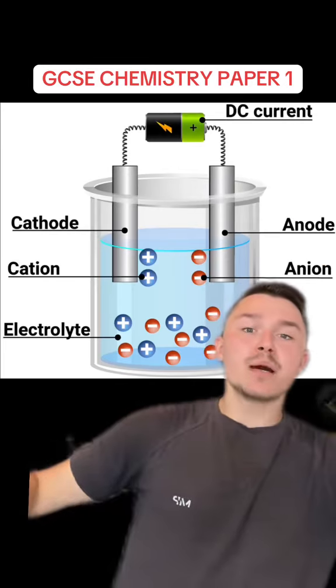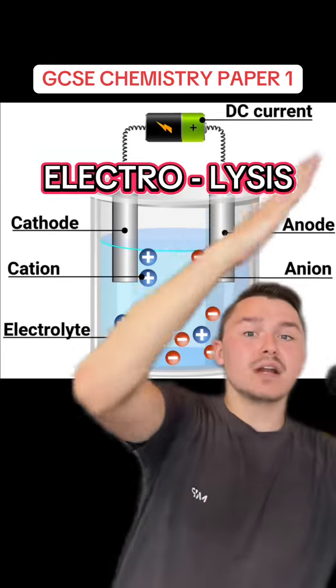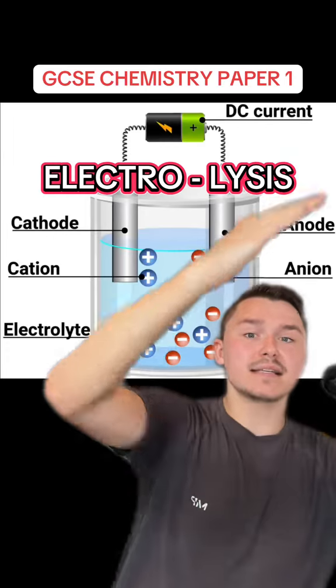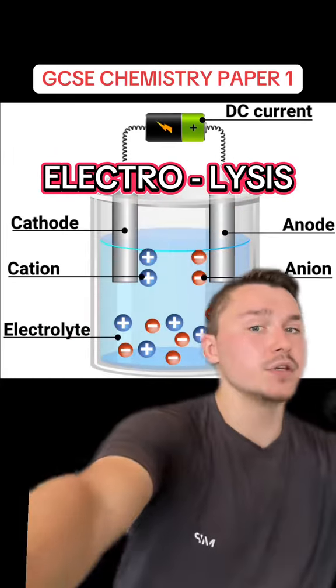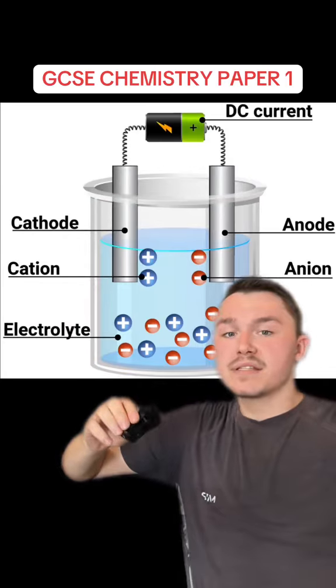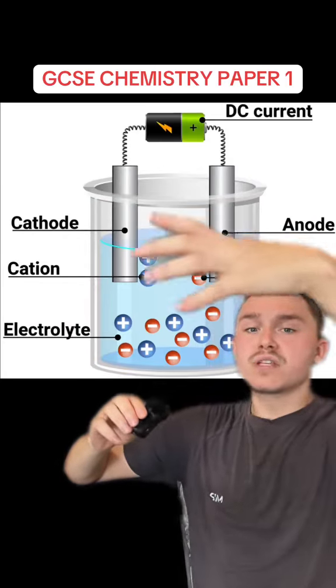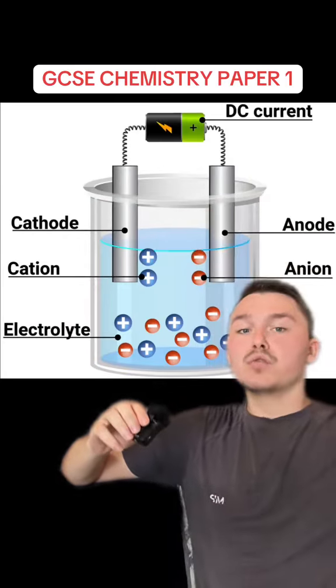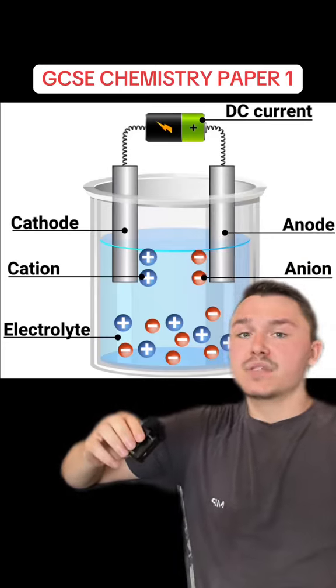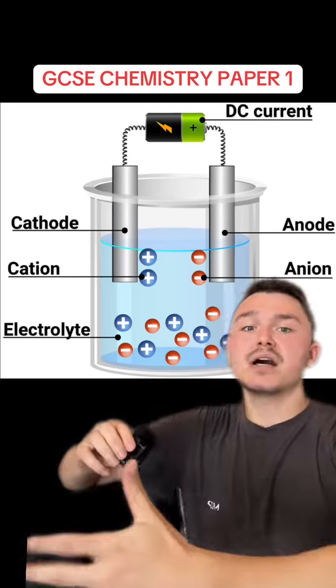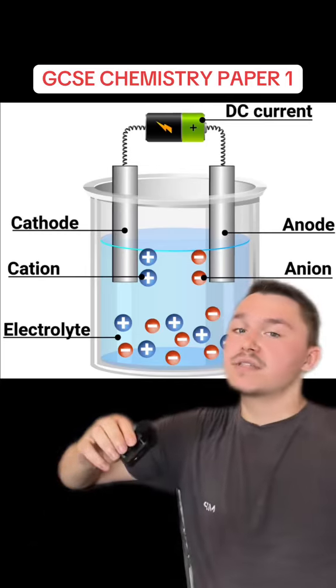I also want you to remember that electrolysis is splitting up molecules through electricity, and it's a DC current that we use. Now, when we're dealing with molten substances, only those ions will be present. So if we've got molten sodium chloride, the only ions that would be present in that substance would be sodium ions, Na+, and chloride ions, Cl-.